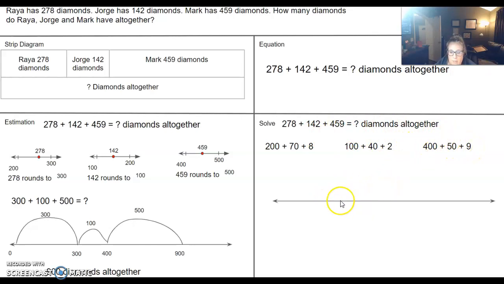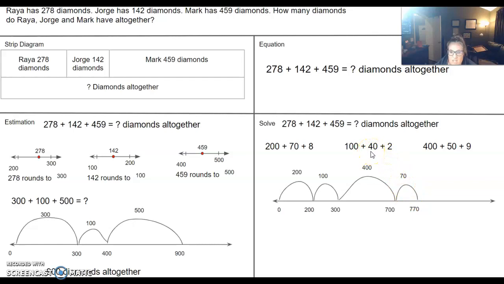I already have my number line drawn, and now I'm going to go ahead and put in my hops. So I'm going to have a hop of 200, so I'm going to start at 0 and go 200, and I'm at 200. I'm going to go 100 more because that's my next 100. And now I'm at 300, and I'm going to go 400 more because that's my next 100. And when I go 400 more, now I'm at 700. Now I'm going to go back to my 10s, so now I'm at 70, so I'm just going to have a hop of 70, which gets me to 770.